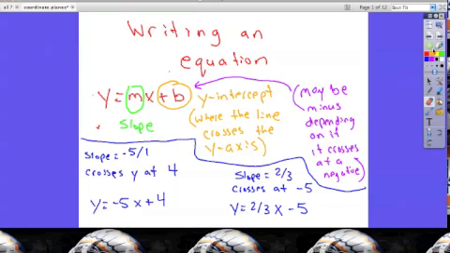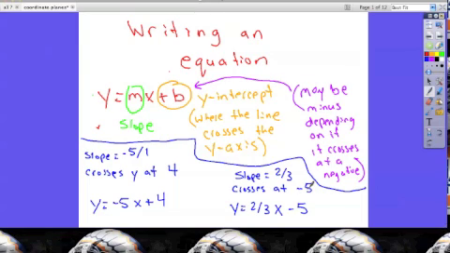And then it crosses at 4 on the y-axis. Again, that's where that goes, so it's just +4. Over here, my slope is 2/3, so that goes in the slope part, 2/3 x, and then my y-intercept is where it crosses, which is this -5 here. It crosses y at -5.